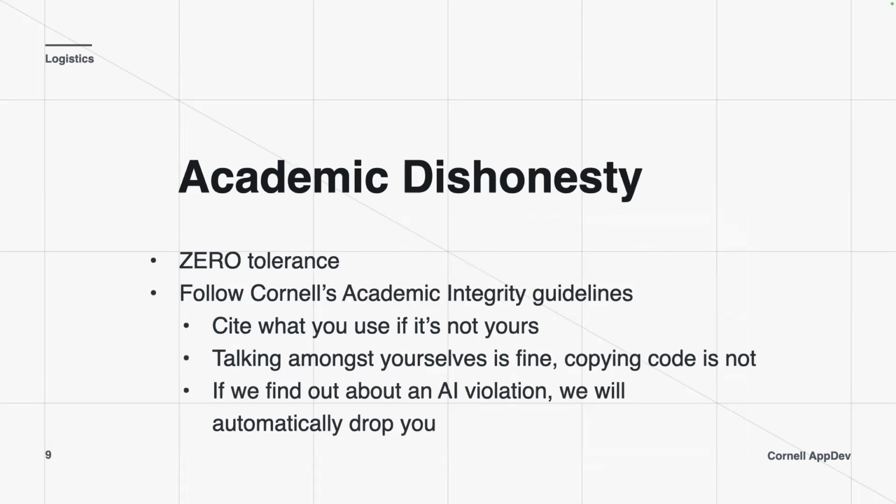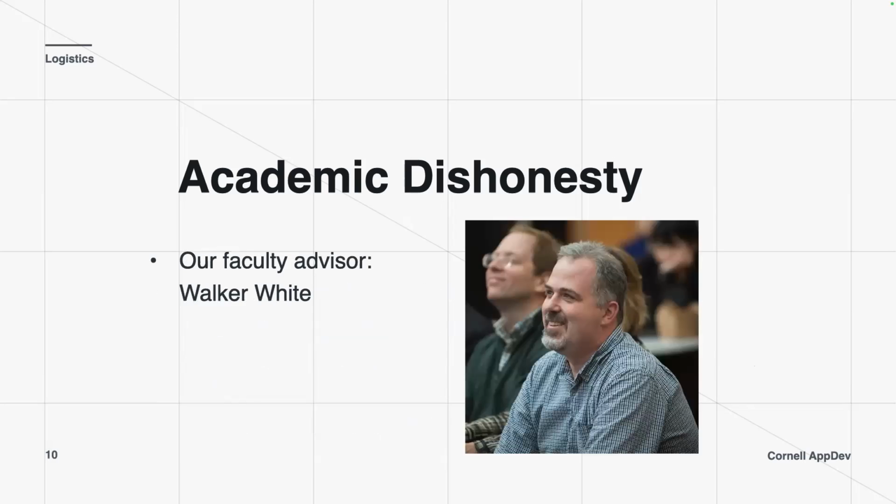The next thing is academic dishonesty. This is a Cornell course, so there's a zero tolerance policy if we catch y'all cheating. I assume that y'all know what is and is not cheating. You can work with others on assignments, but don't just be copy and pasting blatant code. If we do find out about an AI violation, we're going to have to contact Walker White, and he's not a person that you're going to want to talk to. So take it from me, you don't want an AI violation.